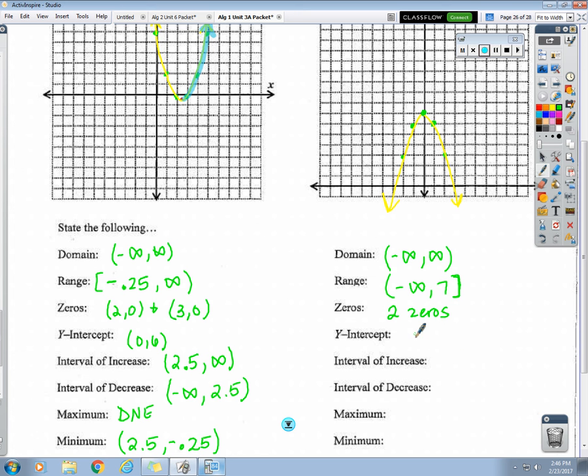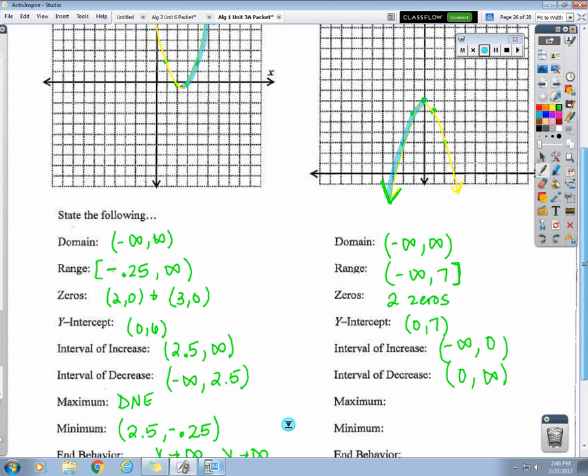Okay, y-intercept. 0, 7. Interval of increase. Which side of the parabola is increasing? The left. When did it start increasing? Negative infinity, because left is negative and forever is infinity. When did it quit increasing? 0. X values only. That 7's a Y value. So if it quit increasing at 0, doesn't that mean that's where it starts decreasing? And then it decreases forever to the right, which is positive infinity.